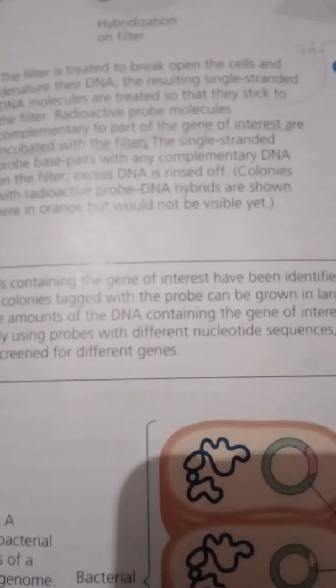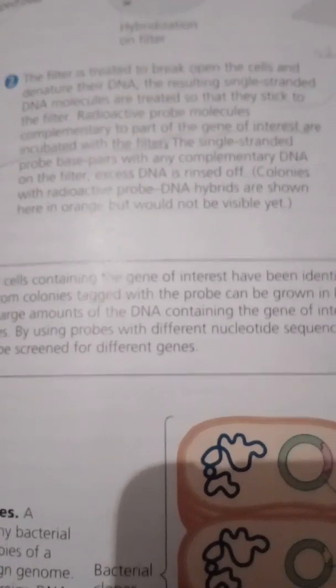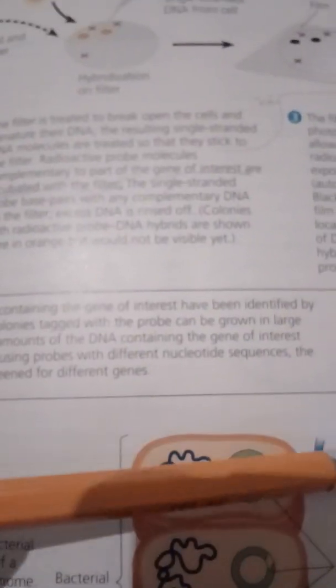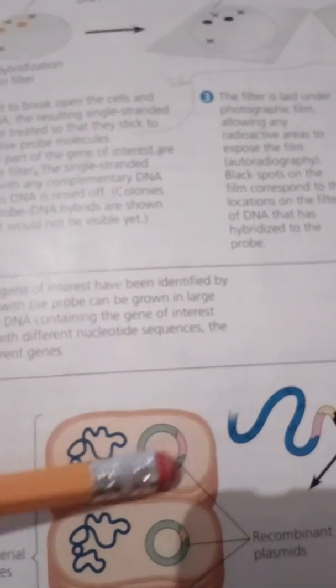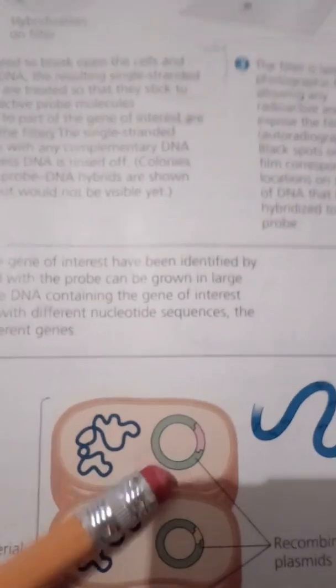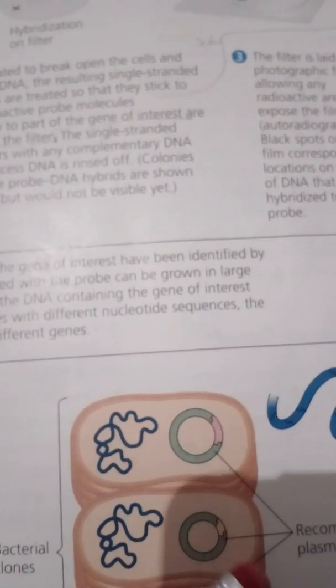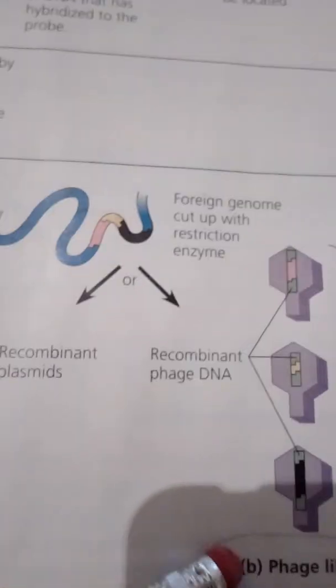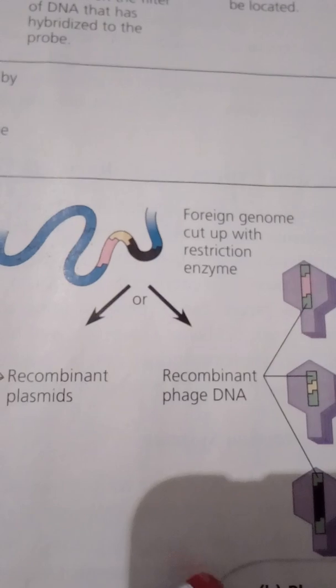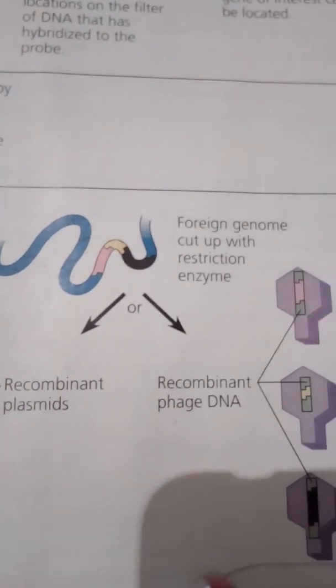Each book is a clone of bacterial cells, each containing copies of a particular foreign genome fragment: pink, yellow, black segment. Closer look. Notice the recombinant plasmid. The same 3 foreign genome segments are shown in 3 boxes of a phage library.